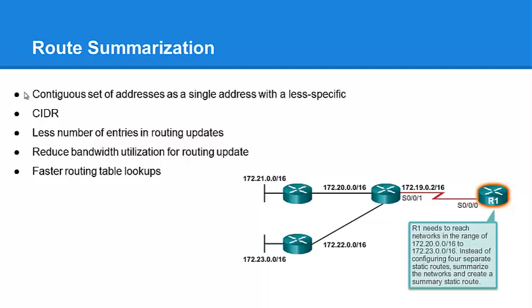It is time to talk about route summarization. It is the process of advertising a contiguous set of addresses as a single address with a less specific and shorter subnet mask. CIDR is a good example of route summarization. This process reduces the number of entries in routing updates, as well as the bandwidth utilization for routing updates. It also results in faster routing table lookups.